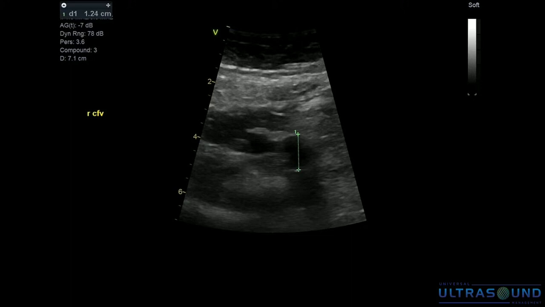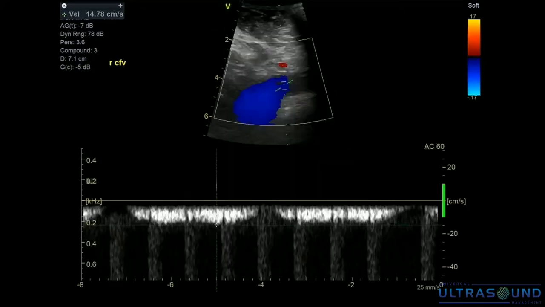So here we're going to look at Barbara's right common femoral vein. Her diameter is 1.2 centimeters or 12 millimeters, which is normal for the common femoral vein. The normal diameter that's published is 12 millimeters at the common femoral level. Let's look at her waveforms. Her waveforms look good. They're retrograde phasic. The velocities are within normal range. Right now, there is no diagnostic criteria for venous flow velocities, but hopefully one day we will have them.